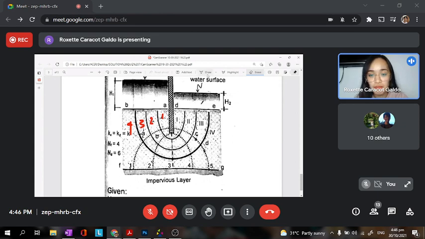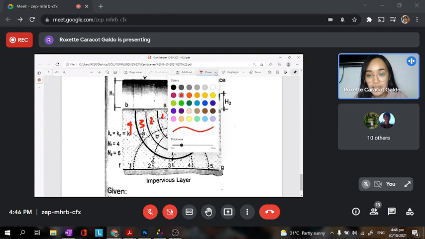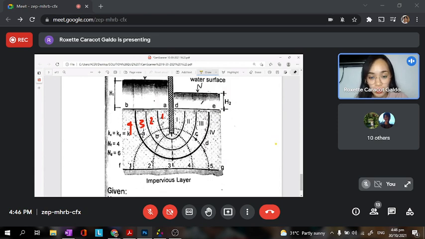And then ang the number of drops is actually the number of approximate squares created by the intersection of our equipotential line and the flow line. So we are going to count now. For example, we are going to consider the flow channel number 3. So we're going to count 1, 2, 3, 4, 5, and 6.